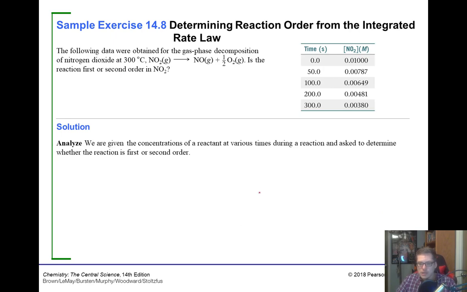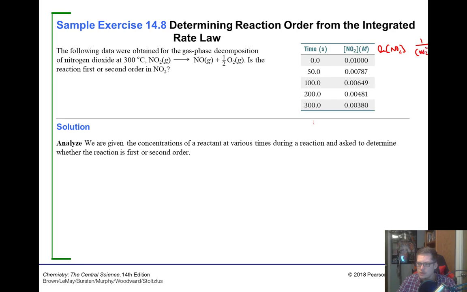Okay. So on this guy here, it says the following data were obtained from the gas phase decomposition of nitrogen dioxide. Is this reaction first or second order? So we're going to develop our own idea, and then we're going to see if they do the same thing. Okay, so we've got this time here, and we've got the concentration of NO2. What we want to do is simply graph this: figure out the values of the natural log of NO2, and then figure out the inverse of all these as well.